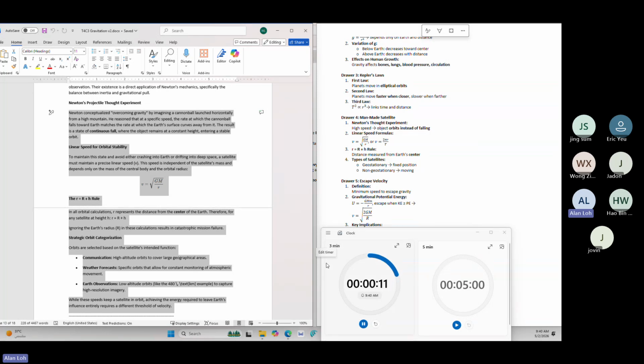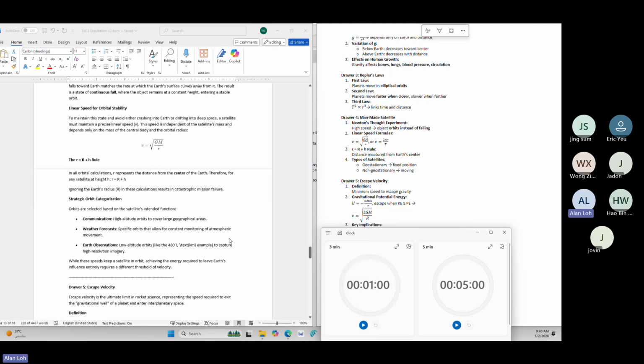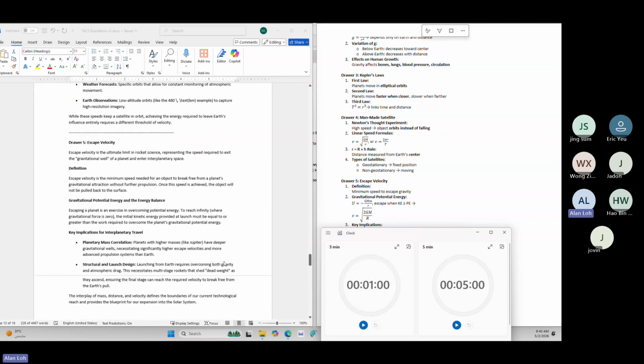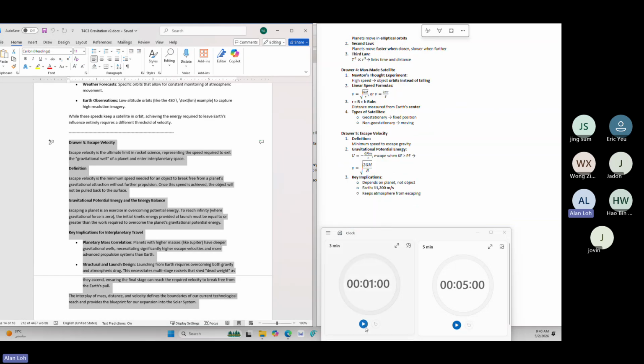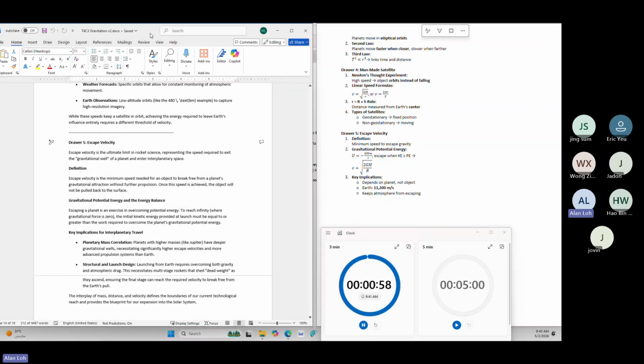Ten seconds. All right, let's continue the last part, drawer 5, before we go to step 6. Let's do 1 minute here. I think drawer 5 is rather straightforward. Escape velocity. Let's do it now.